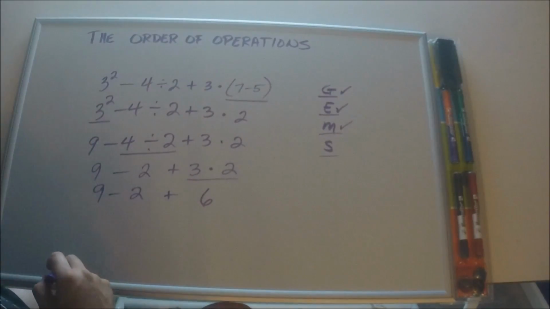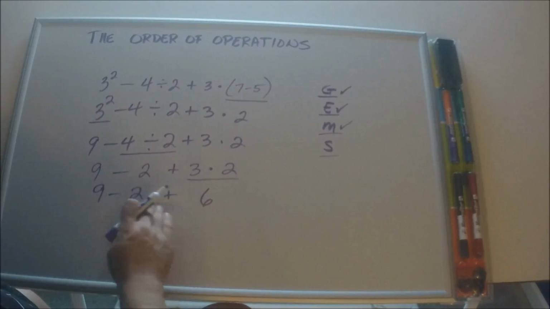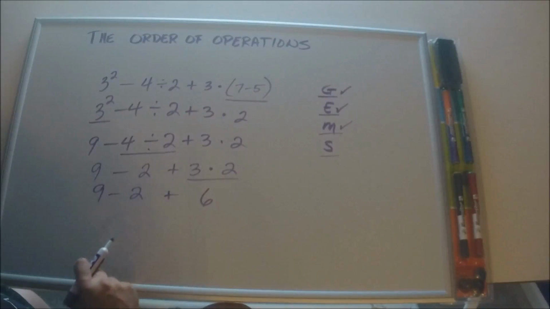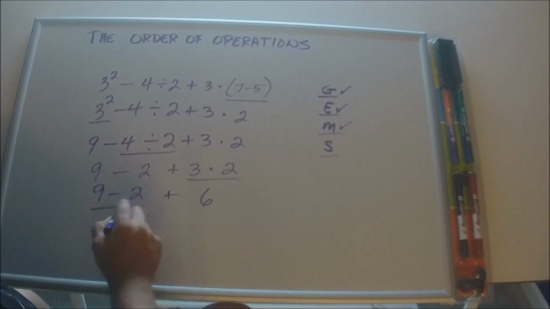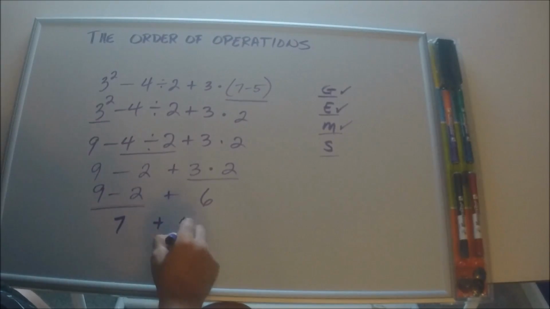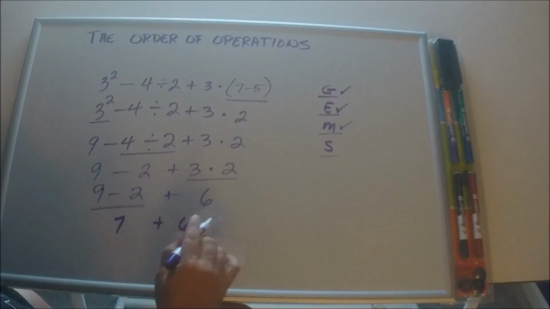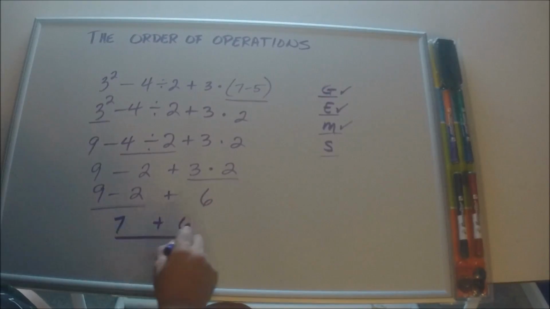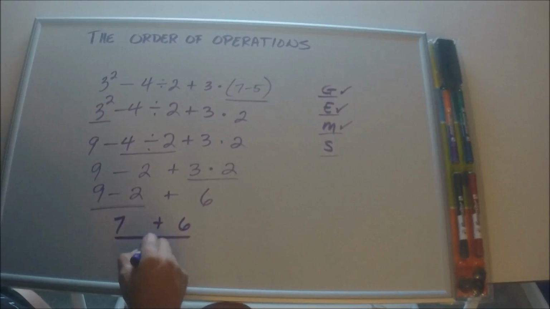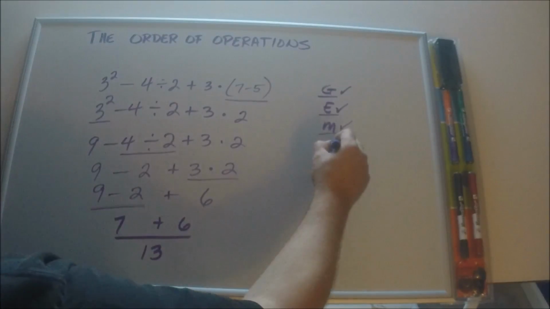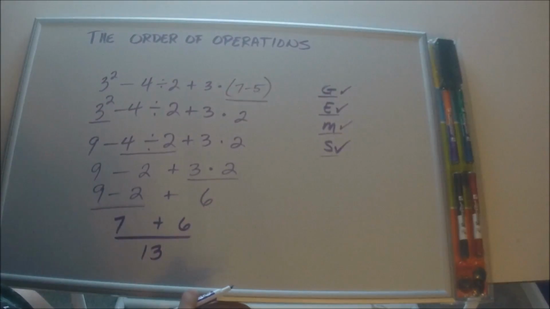Underline the S, and here we go. Which one do I do first? Subtraction or addition? Since I encounter the subtraction on the left first, that's the one I do first. 9 minus 2 is 7. And I write 7 plus 6. Finally, I only have this one more step to go. 7 plus 6 is 13. And with that lucky number, we're done with our sums, we're done with our GEMS, and we have simplified this entire expression down to its value of 13.